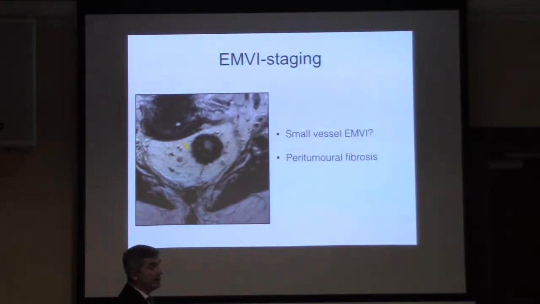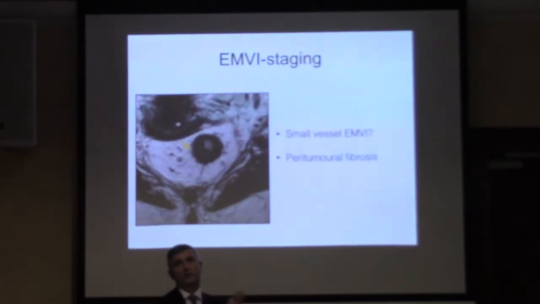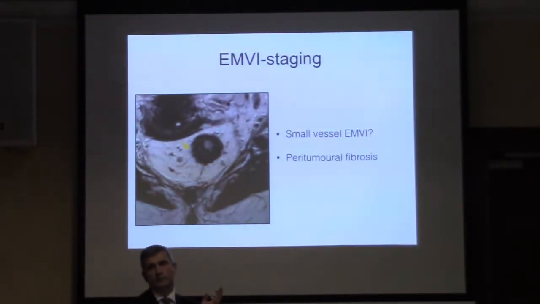So it can be difficult. And you say, really? Can I really tell the difference between very small vessel EMVI or early T3 involvement from peritumoral fibrosis? Well, does it matter? If it's only up to 2-3 millimetres, then you're in the best prognostic group anyway.